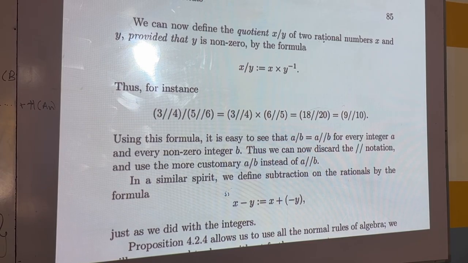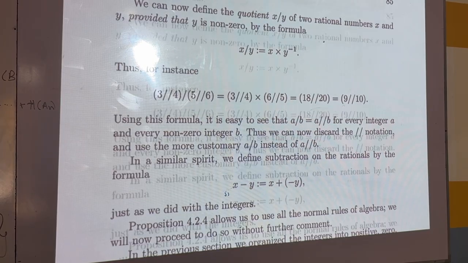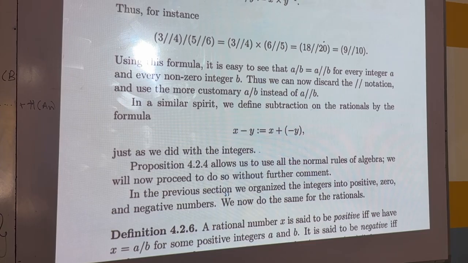In a similar spirit, we define subtraction on the rationals by the formula x minus y is x plus minus y, just as we did with the integers. Proposition 4.2.4 allows us to use all the normal rules of algebra. We will now proceed to do so without further comment.